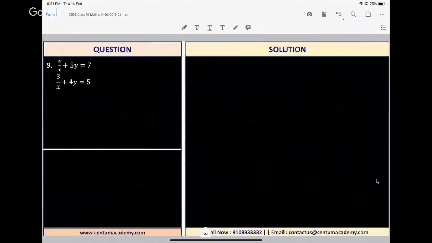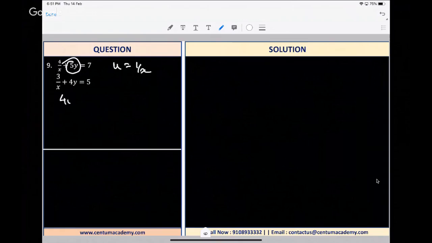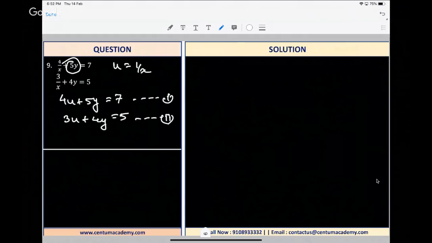Again, similar looking question. So here only you need to substitute 1. Y is already in form, if you see. Here 4x has to be changed. So hence you can assume u to be equal to 1 upon x, and then rewrite the equation. So it will be 4u plus 5y equals 7, and 3u plus 4y equals 5.